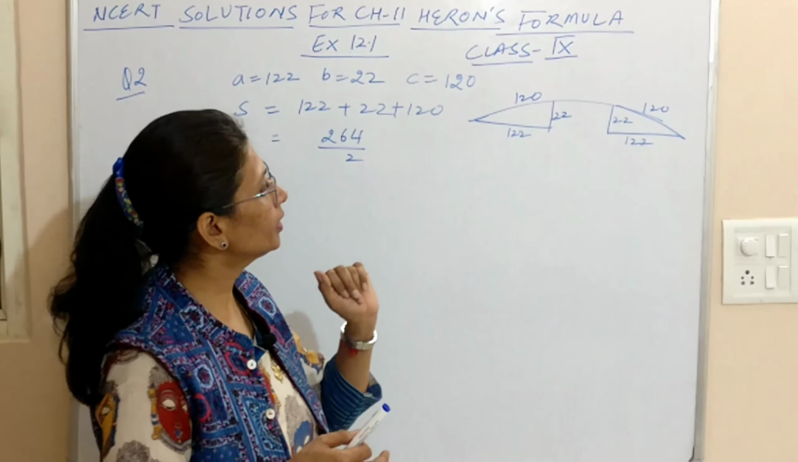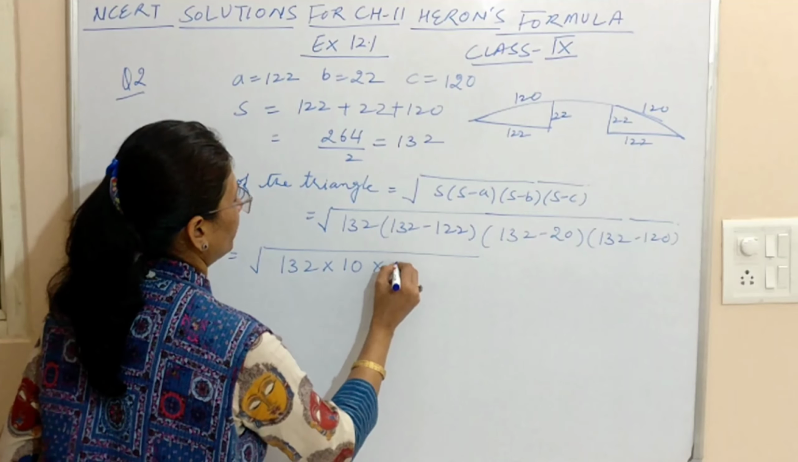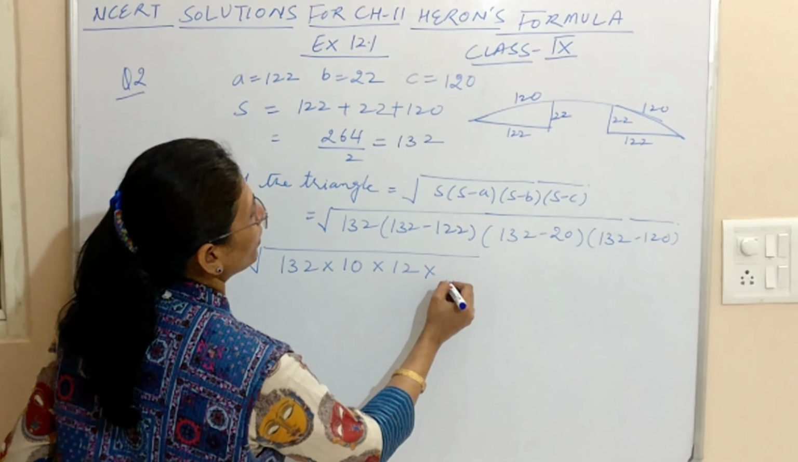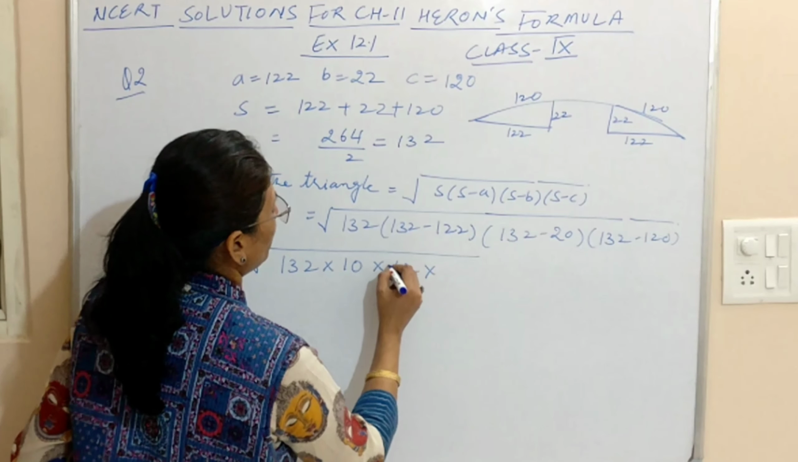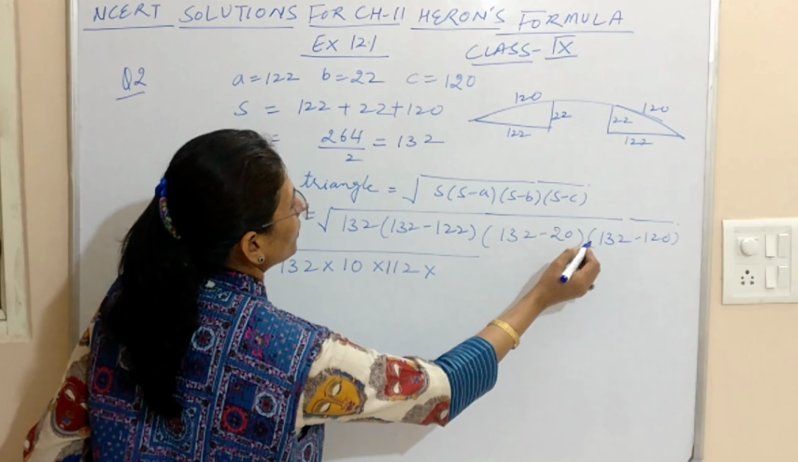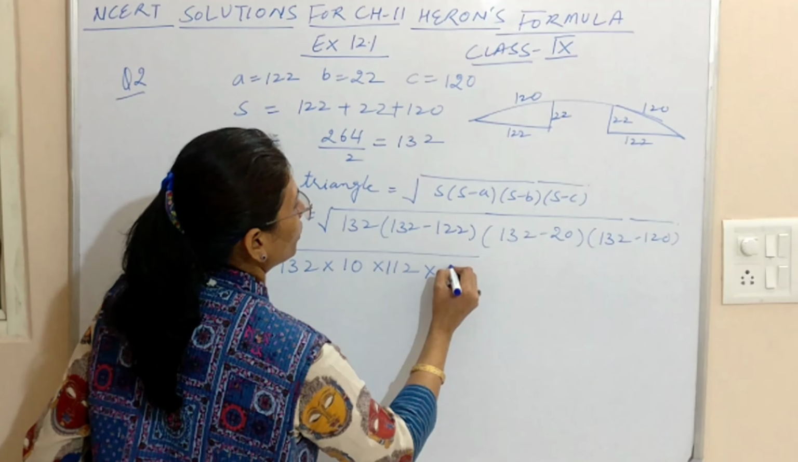So S is 132. So 132, we'll just place the value, 122 minus 20 and this is 120. Okay. So we'll continue. So 132, this is into 10, this is into 12 and this is 112 and this is 12.